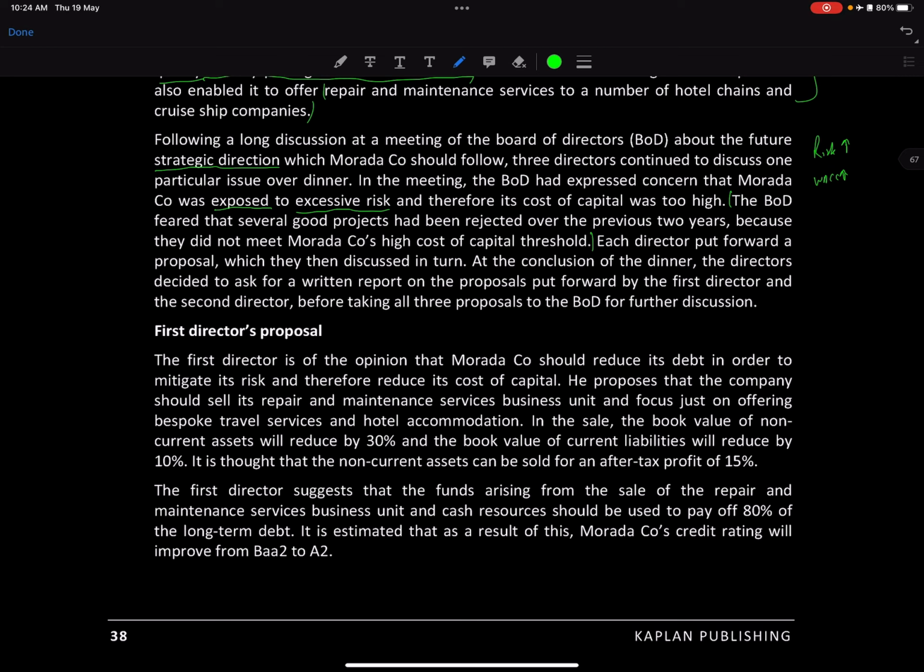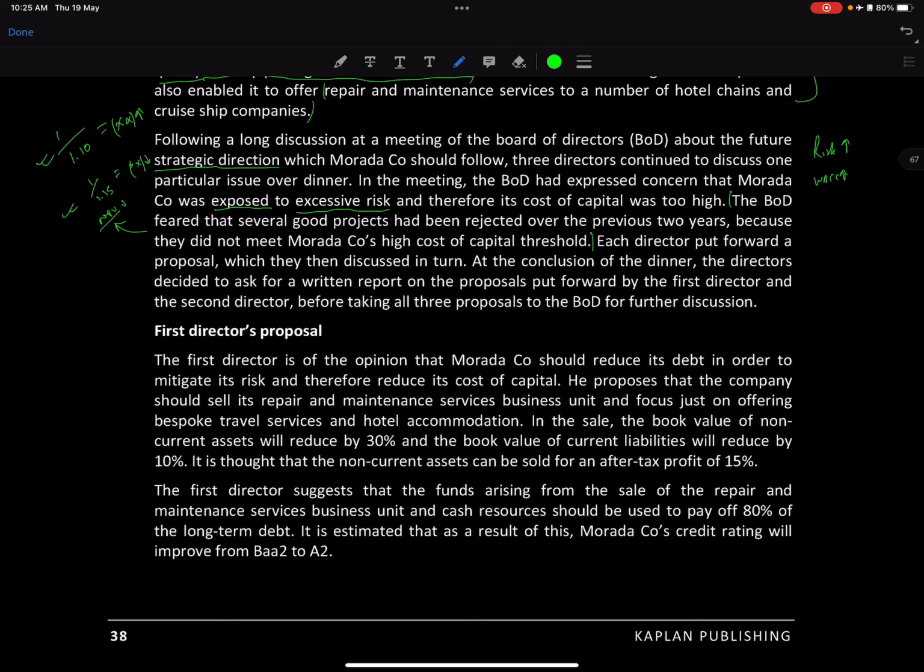Why is a project basically not selected? Because when you have a high cost of capital, the cash flow is basically divided by the discount factor, right? So if the denominator is 10%, your NPV will be greater than if your cost of capital is 15%. So the cash flow will be discounted at a higher rate, which means the NPV will be less.